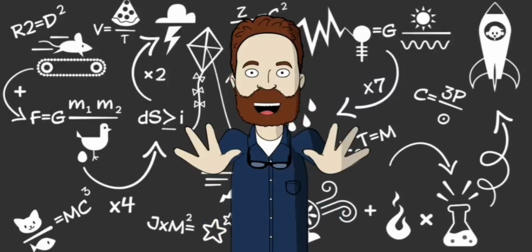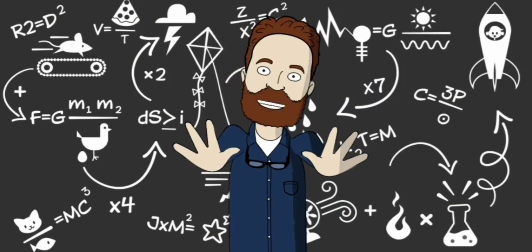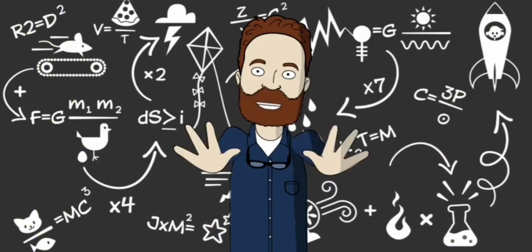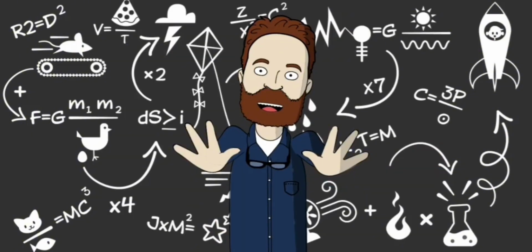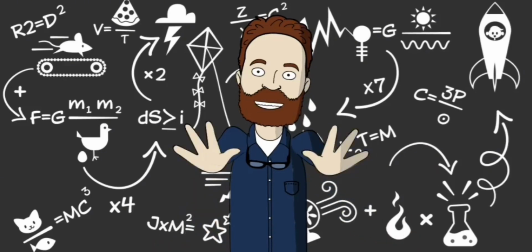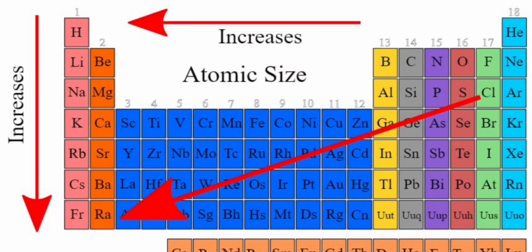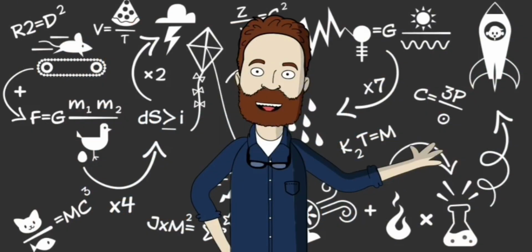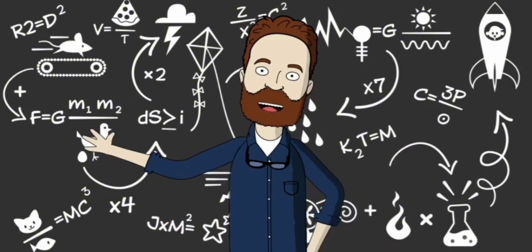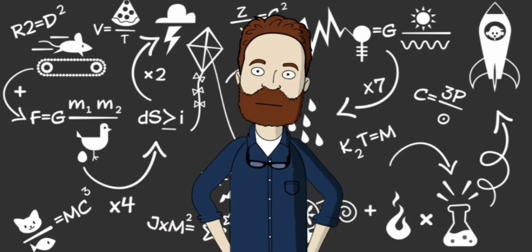Across a period, atomic radius generally decreases from left to right due to increasing effective nuclear charge, which pulls the outermost electrons closer to the nucleus. Within a group, atomic radius tends to increase from top to bottom as additional electron shells are added, resulting in a larger distance between the nucleus and the outermost electron.